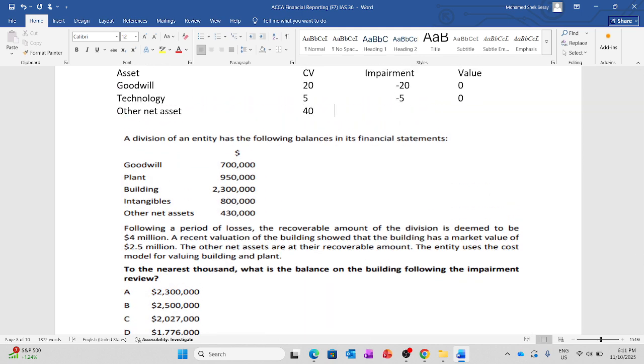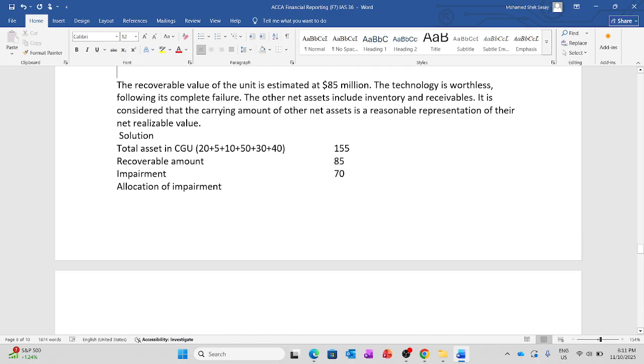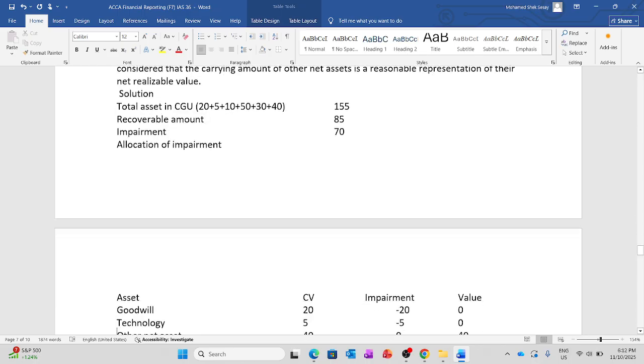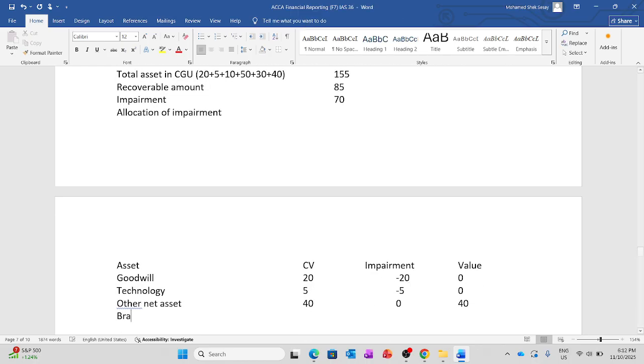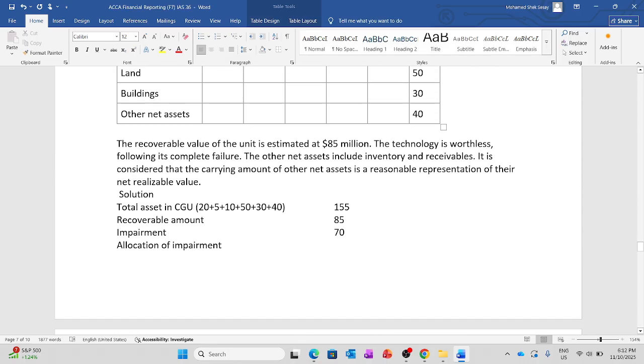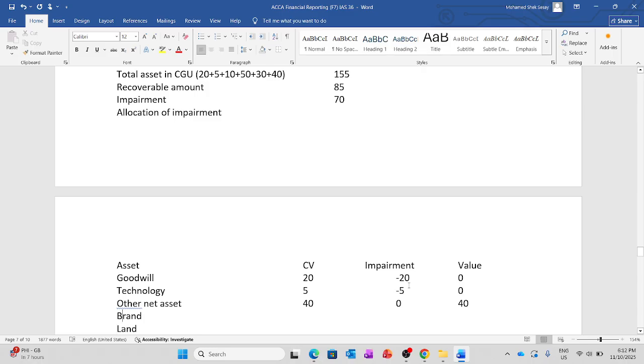So you are not going to calculate any impairment, 0, right? So this value will be 40. So now we are going to look at brand, land, and building. The values are 10, 50, and 30, respectively.